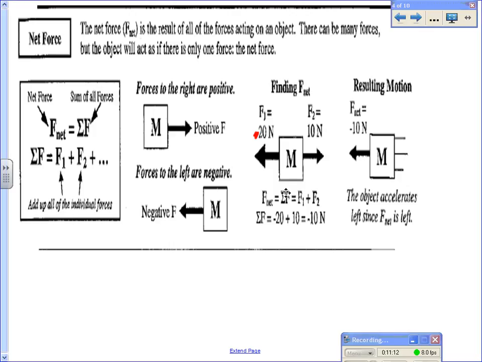That means we have a net force of 10 newtons left. 20 is bigger than 10 by 10. So we have a net force of 10 acting on the box. And if there's no third force, like a friction force down here, then we would win. We see this in class.